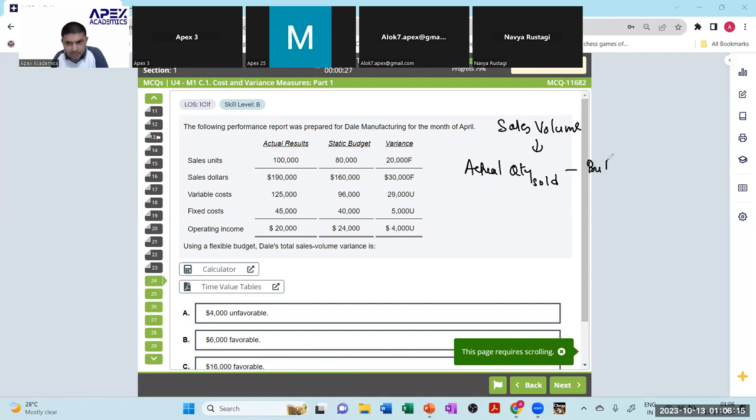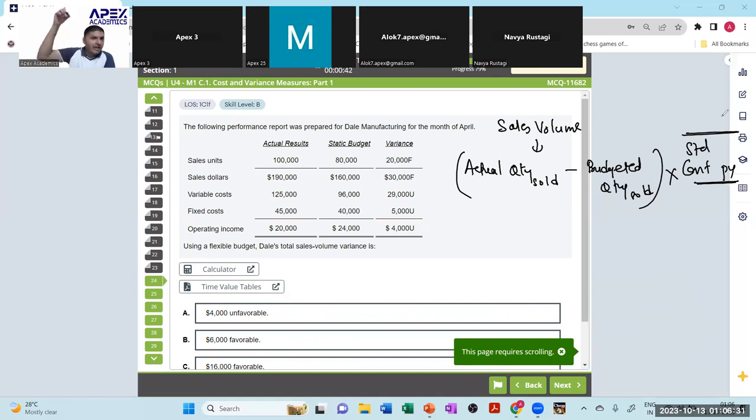Minus budgeted quantity sold, multiplied by standard contribution per unit. You can take this as standard selling price also. They have taken contribution, you can take selling price. Keep that much in mind.